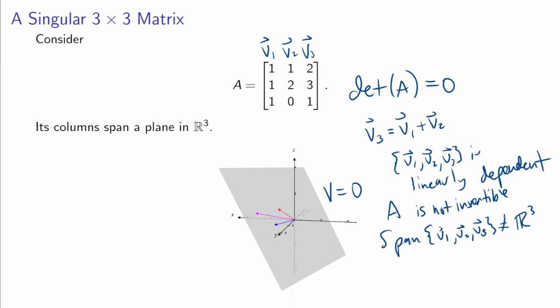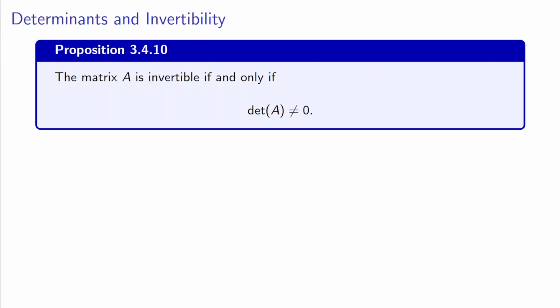So again, the determinant equaling 0 has that geometric idea with the volume of the parallelepiped formed by the vectors that make up the columns of that matrix, but also these other connections to invertibility, linear dependence of those vectors, and the spanning set of those vectors. So all sorts of connections we're making. So the big takeaway, the big idea here, and we're going to explore this further, but wanted to put it up front, is proposition 3.4.10, namely that the matrix A is invertible if and only if its determinant is non-zero.